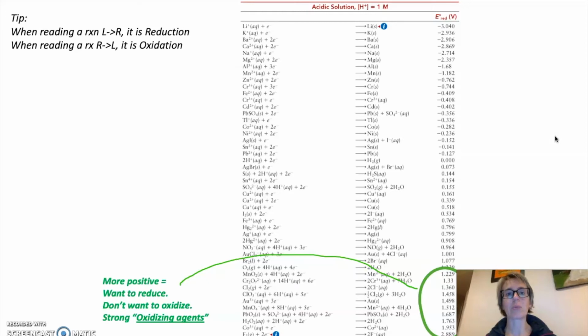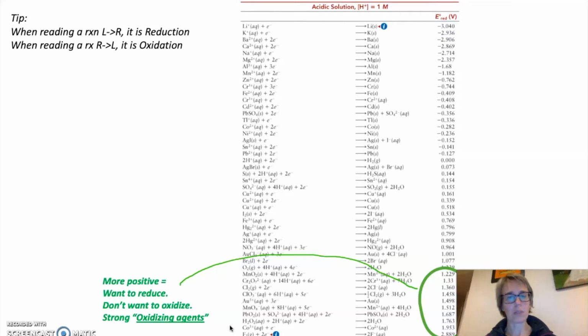They are prone to going through reduction, and they don't want to oxidize. So for example, one that's listed here is fluorine, difluorine, accepting 2 electrons and forming the fluoride ion. That means that this reaction really wants to happen as written. Fluoride doesn't spontaneously go to the left to form difluorine gas.